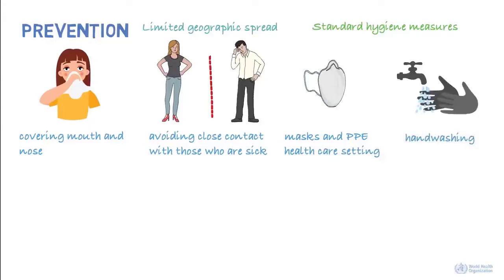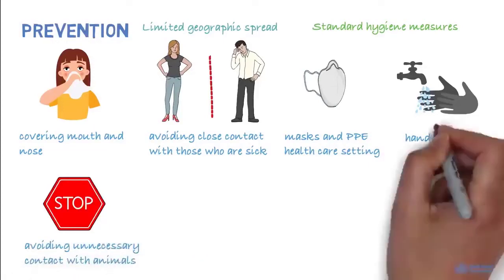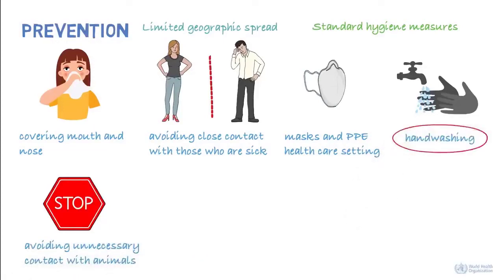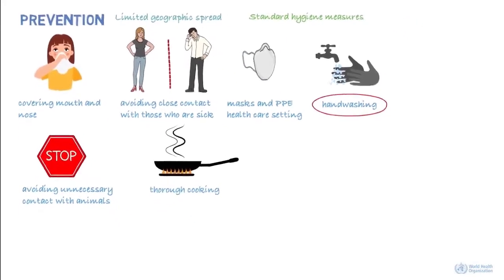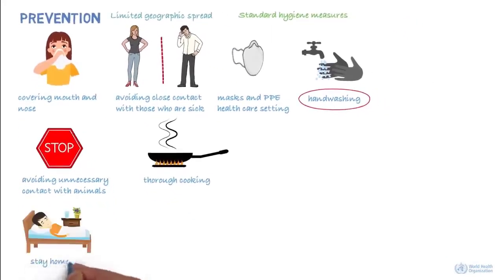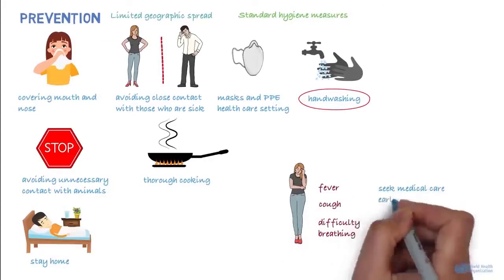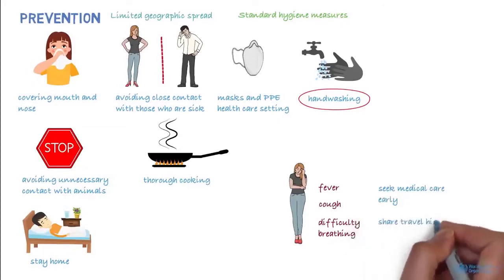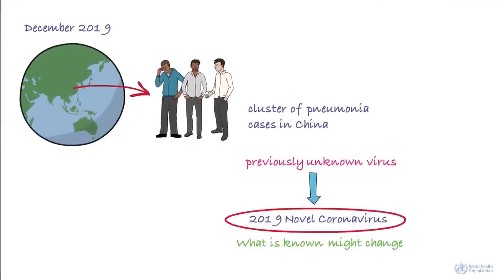Actions that can be taken to prevent infection from an animal source include avoiding unnecessary unprotected contact with animals, washing hands after contact with animals or animal products, and ensuring that animal products are cooked thoroughly before they're consumed. It's important to stay home if you're feeling unwell. But if you have a fever, cough, and difficulty breathing, seek medical care early and share your previous travel history with your healthcare provider. That's a quick look at this emerging infectious disease.